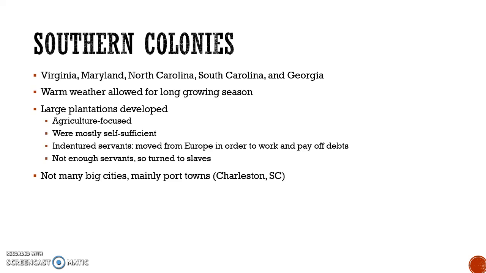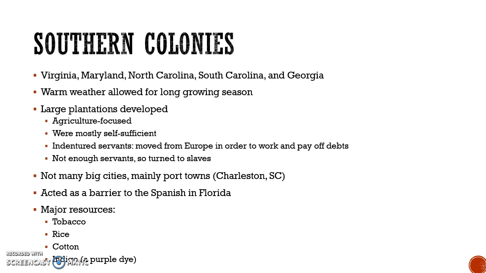Because of the large plantations, there was no need for large cities, so they mainly just had plantations and other port towns such as Charleston, South Carolina. These colonies acted as a barrier between the more northern American colonies and the Spanish colonies down in Florida. And their major resources were tobacco, rice, cotton, and indigo.